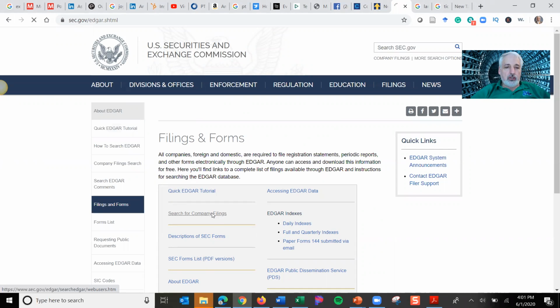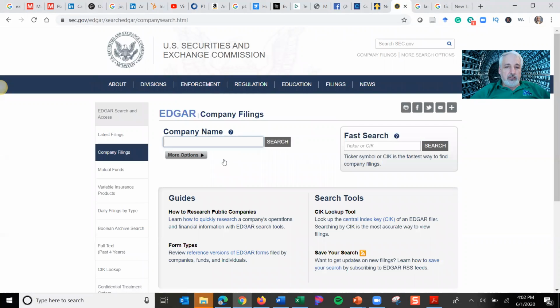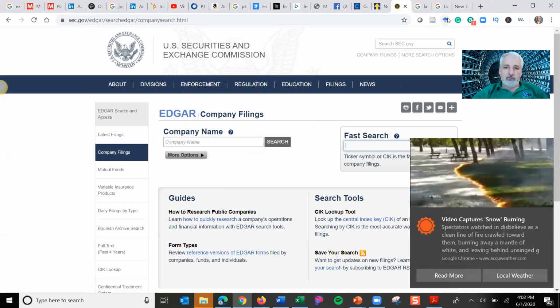So I'm going to do search company filings. And when I go to filings, it's by company or fund name or ticker symbol. I really prefer the ticker symbol, but the company name is doable on a search. So I'm going to go there. And let's take a look at the largest tobacco maker in the US. You might have guessed at Philip Morris. I believe their ticker symbol is PM. Actually, let me confirm that.